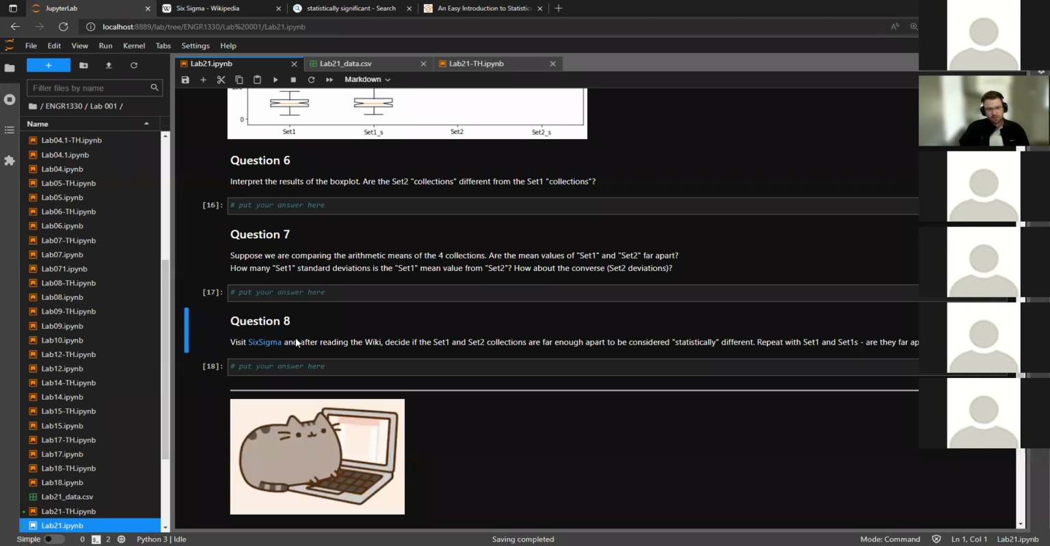So your task for question 8 is to brush up a little bit on what it means to be considered statistically different and answer: are set 1 and set 2 far enough apart to be considered different? Set 1 and set 1S, are they far enough to be considered statistically different? It's not as hard as you think to answer that one, so I won't say it. It's pretty much what you would guess.